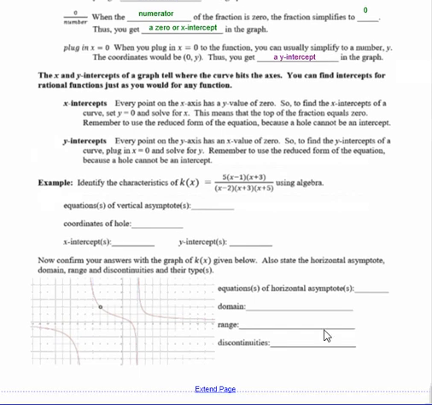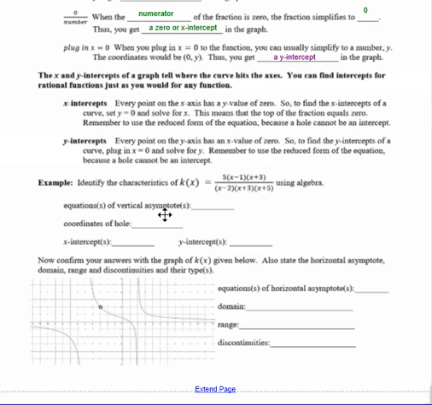And now we're going to go ahead and apply all of this information to this example. You will notice this is already in factored form, and if it was not in factored form, that is something that you would have to be able to do in the first place to get started. So remember to look for the vertical asymptotes.